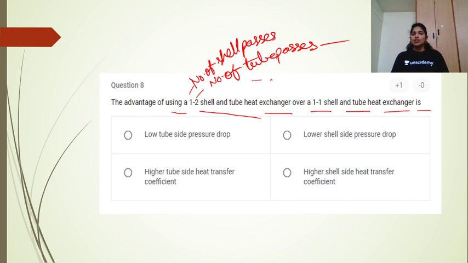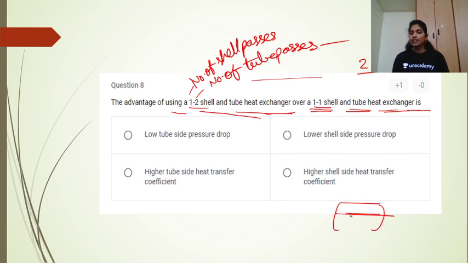Okay, right? If you have more shell passes, say 2 shell passes and 2 tube passes, then it will be a 2-2 shell and tube heat exchanger. They are asking about the advantage of using a 1-2 shell and tube exchanger over a 1-1 shell and tube exchanger. A 1-1 shell and tube heat exchanger has only one shell pass and one tube pass, meaning the fluid enters through the shell only once and through the tube only once, right?